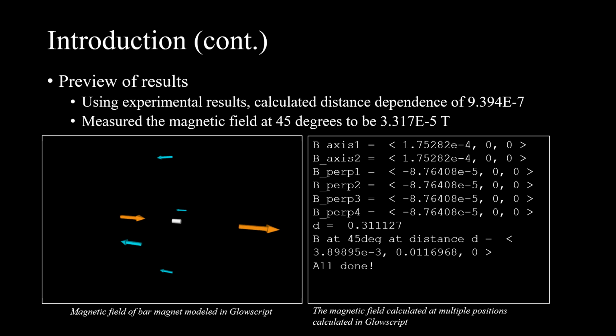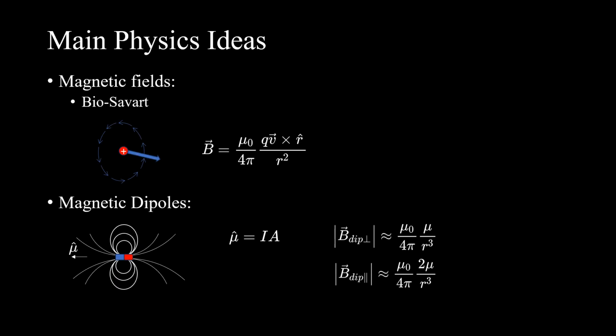field at a distance d in glow strip to be around 3.9895 times 10 to the negative 3rd teslas. And we'll compare this to the measured magnetic field at this distance, about 3.317 times 10 to the negative 5th teslas.